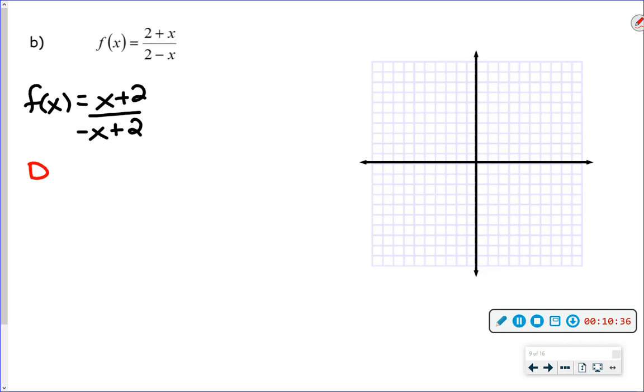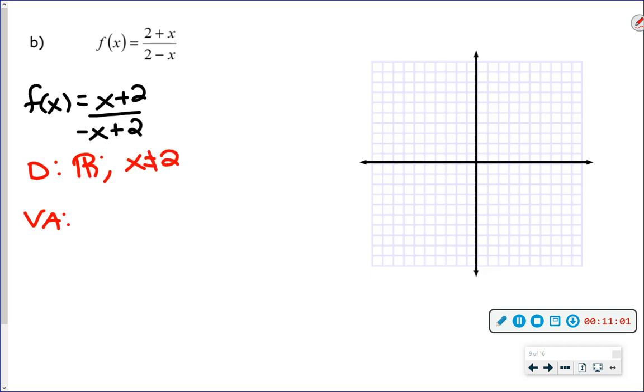Okay. So first I'm going to do domain and then my vertical asymptote. Remember, those are always related. So domain, I don't care if you look at the correct order or the original. What's the one number you cannot put in there for x that's going to make it undefined? 2. I see hands up 2. Our real numbers, x can equal 2.